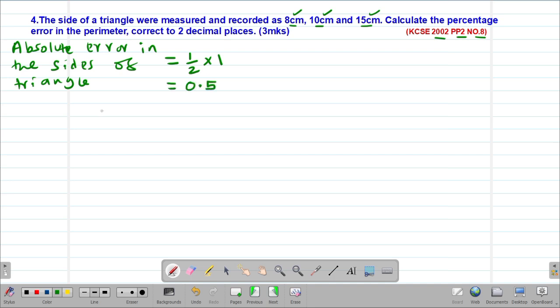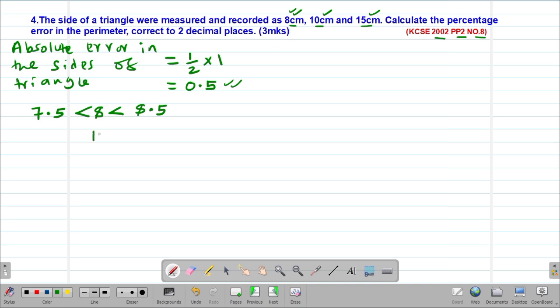Therefore, we can get the limits within which these particular sides exist. I'll start with the first side, which is 8 cm. To get the upper limit, you simply take 8 and add the absolute error. So 8 plus 0.5, I'll get 8.5 as the upper limit of this side of 8 cm. Now, to get the lower limit, you take 8 minus 0.5, which will give us 7.5.